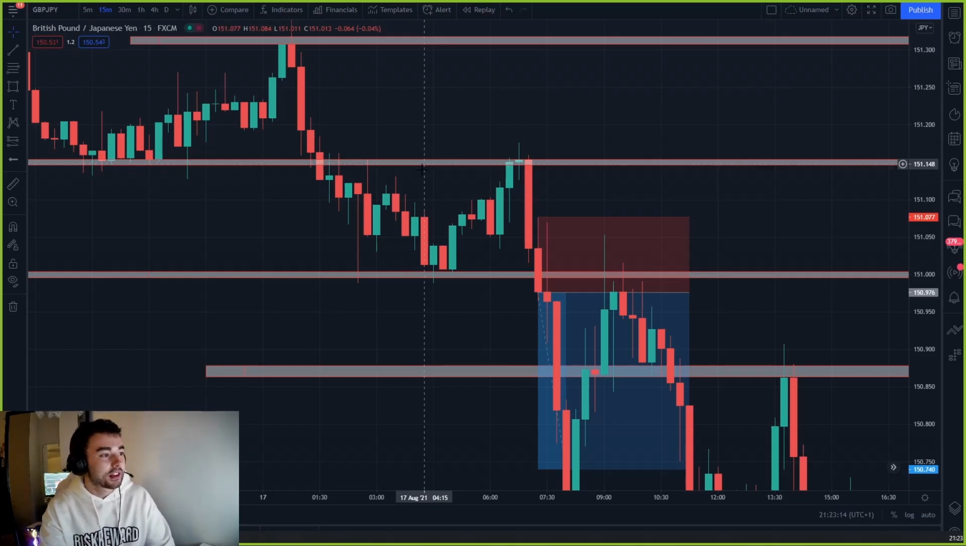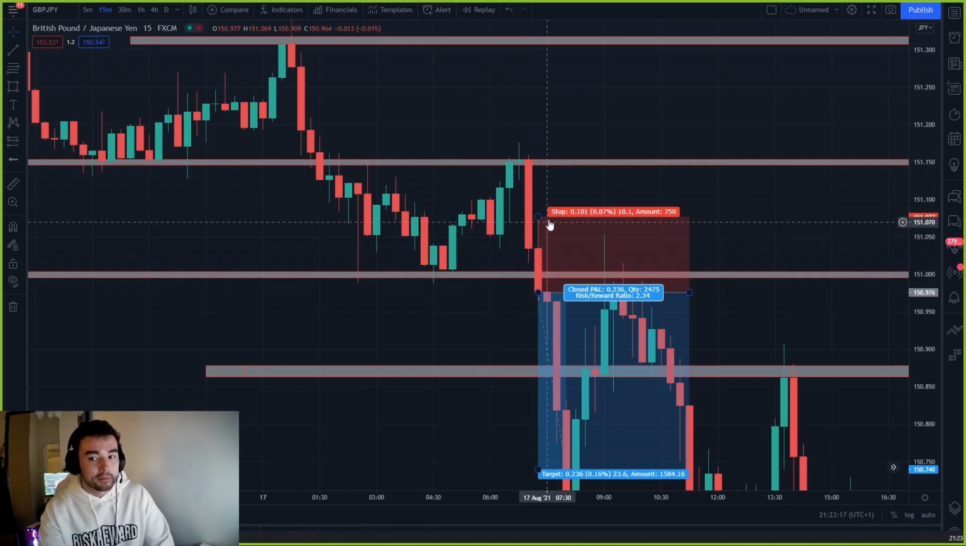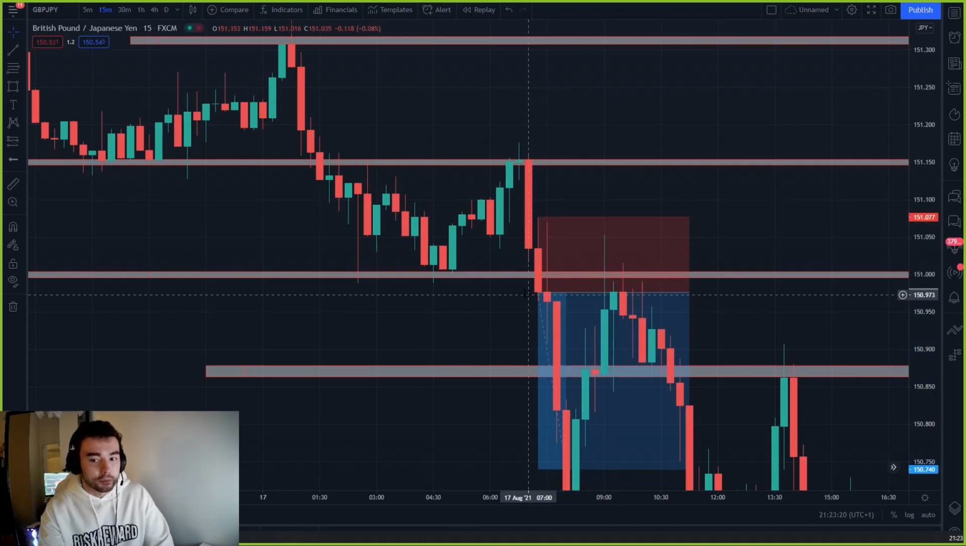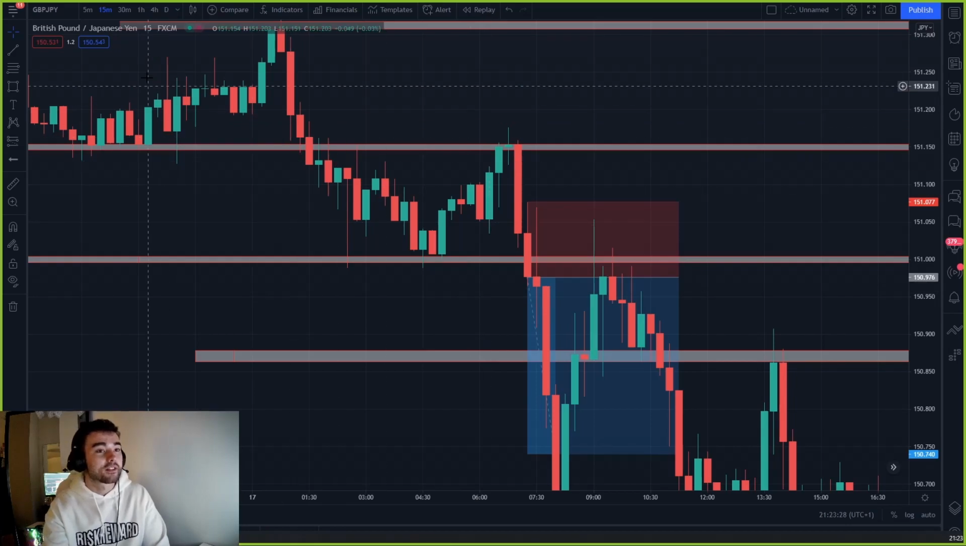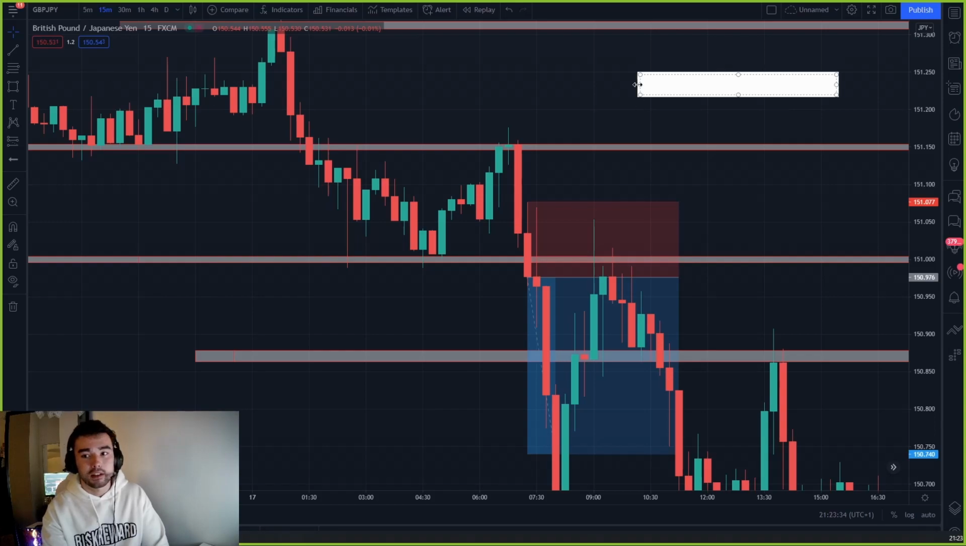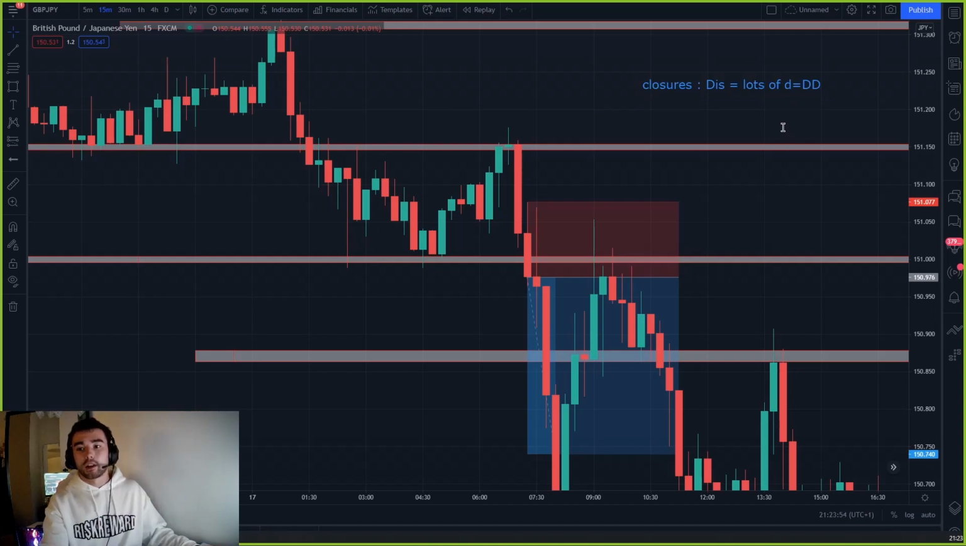But in this one, you can see price comes up, you're in some drawdown, and then price starts to come back, flip, and then starts to fall, which is great. So obviously the closure there works, but you do take a lot of drawdown. So that is a disadvantage. I'm going to write some text here, guys. For closures, the disadvantage equals lots of drawdown, which is true.